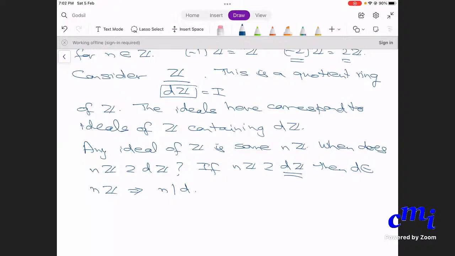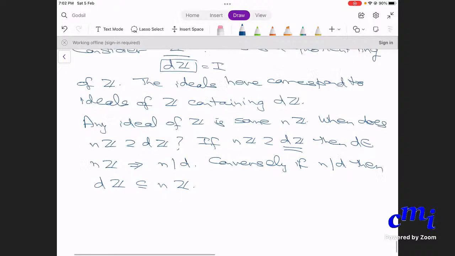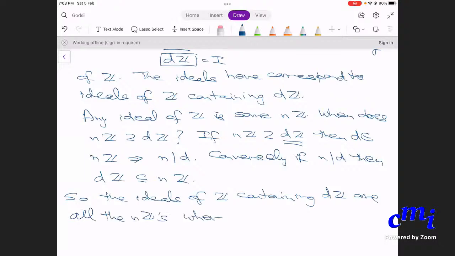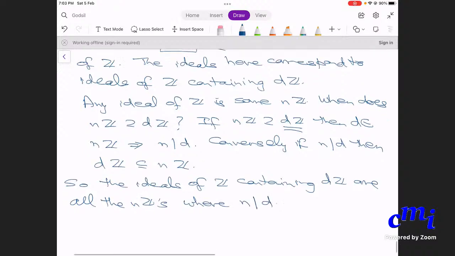And one can check conversely, if n divides d, then you can check that every multiple of d is also a multiple of n. That's all I'm saying, right? So the ideals of Z which contain dZ correspond exactly to all the divisors of d. So the ideals of Z containing dZ are all the nZ's where n is a divisor of d. I should have called it D. I wanted to call n as D and D as n, but I did it opposite. Anyway, it doesn't matter. Fine. So all the n's where n divides d.